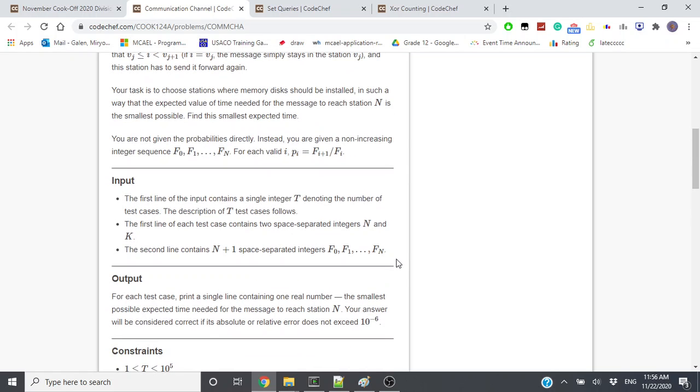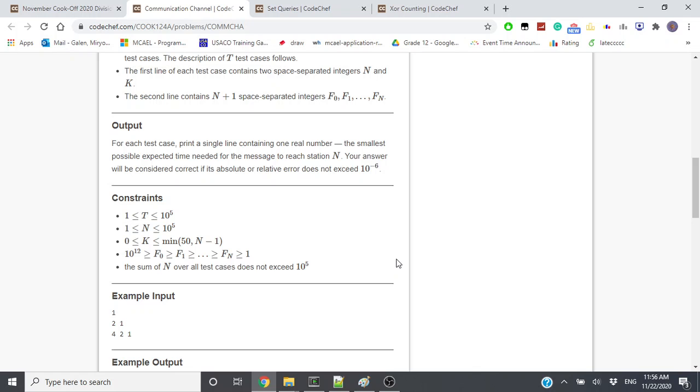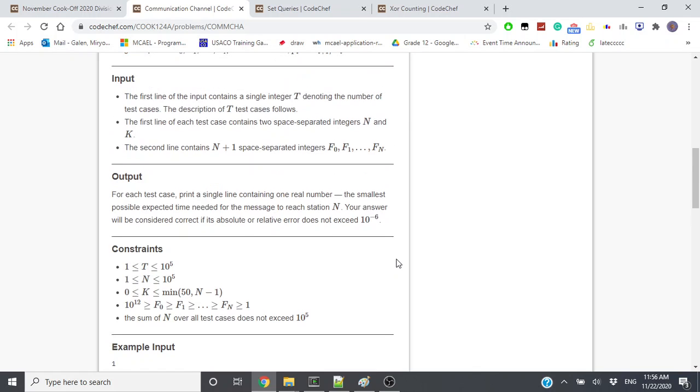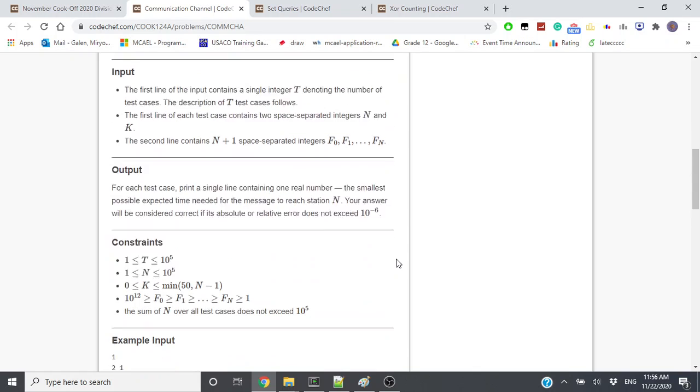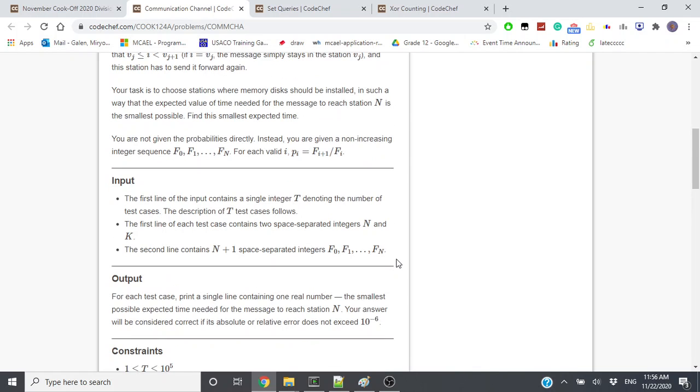Okay. You're not given the probabilities directly, instead you are given a non-increasing sequence. Why would it be non-increasing? Oh. That's so weird. Why would they do it like that? Why would they do it like that?